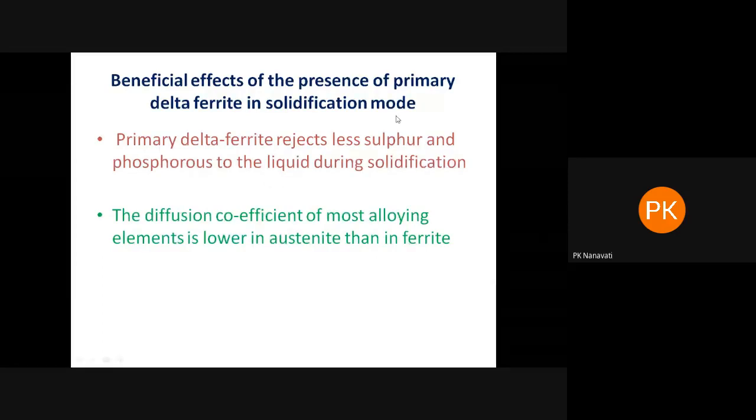again the diffusion, as I have told you, there will be a diffusion of alloying elements. So these alloying elements have less diffusion in austenite. So most of the time, austenite will not allow sulfur and phosphorus diffusion inside it. So it is the ferrite which allows more diffusion of sulfur and phosphorus. So that is why you get rid of the solidification cracking, right?